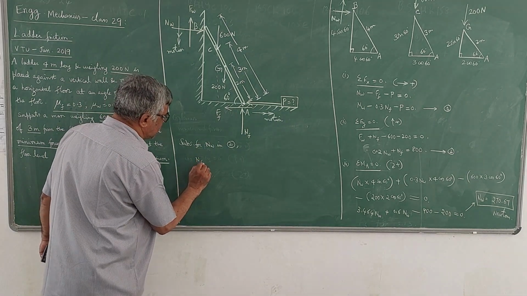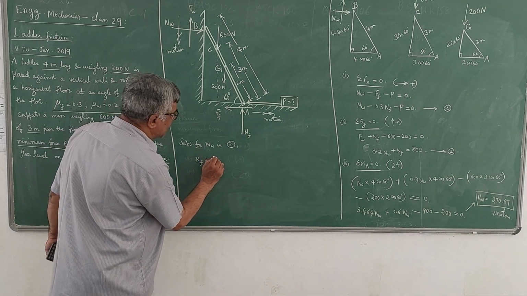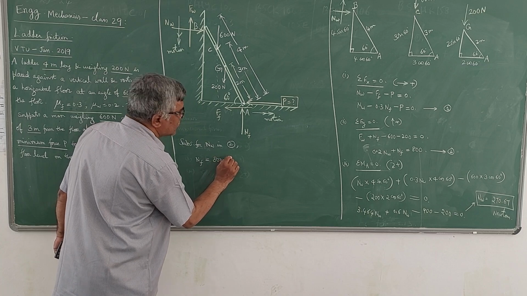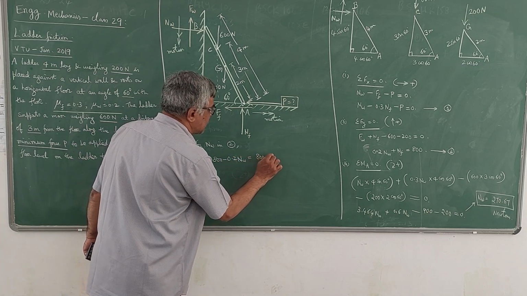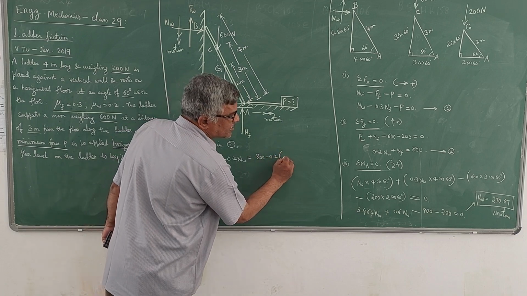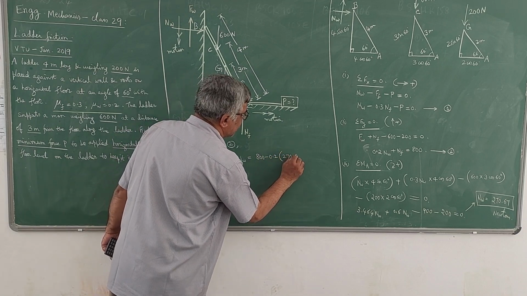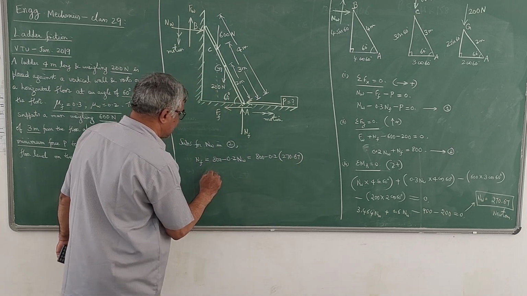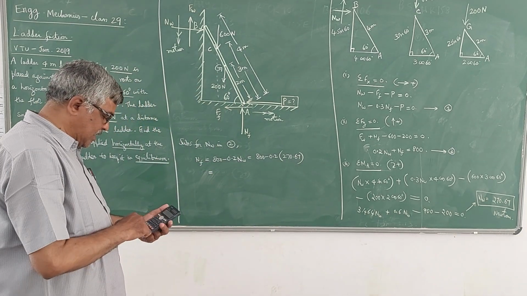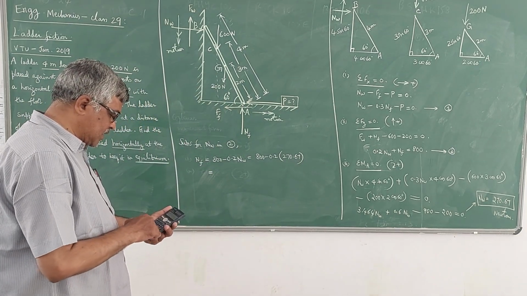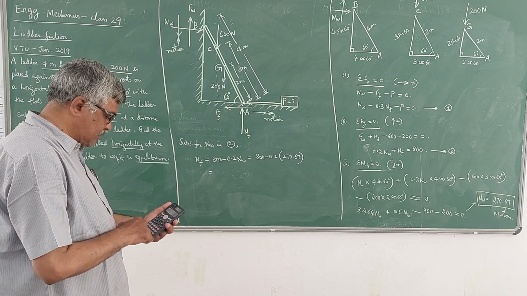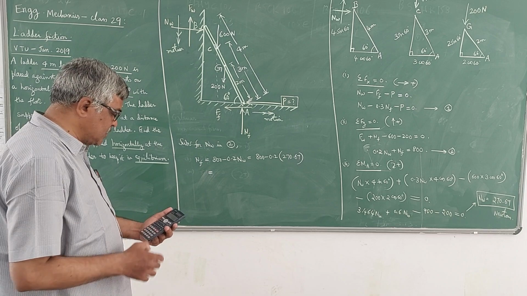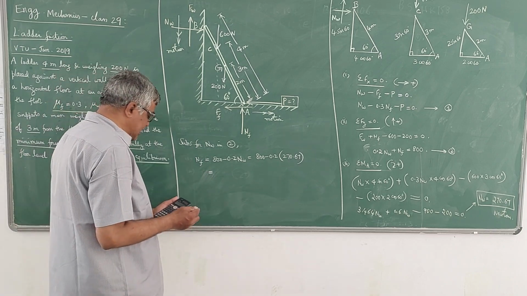So NF is equal to, from equation 2, 800 minus 0.2 times NW, that is 800 minus 0.2 times 270.67. Now if you simplify this, 800 minus 0.2 into 270.67, which is 745.87.